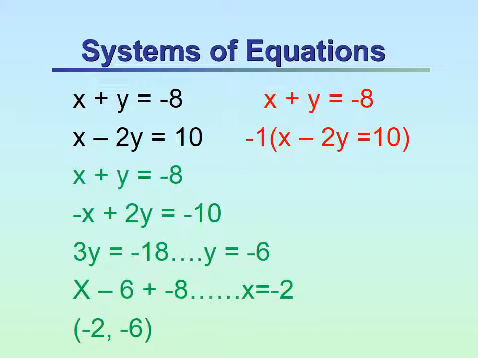So we add 6 to both sides. -8 plus 6 gives us x equals -2. So we have our solution, -2, -6.